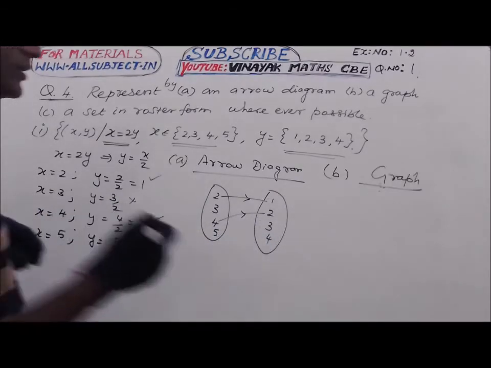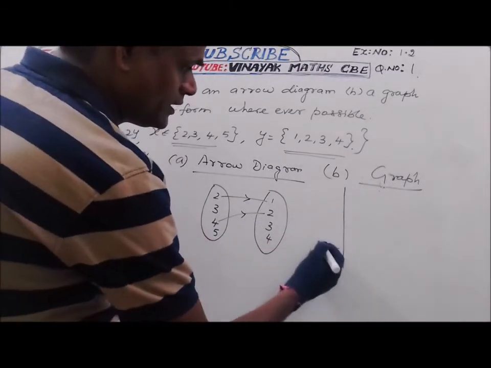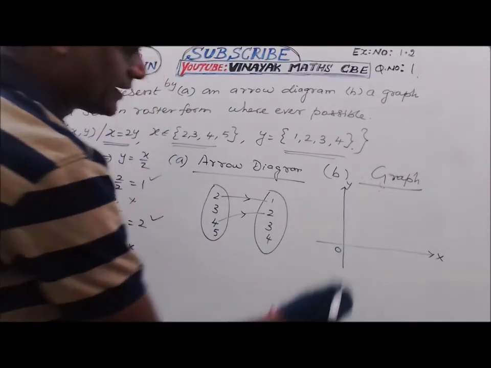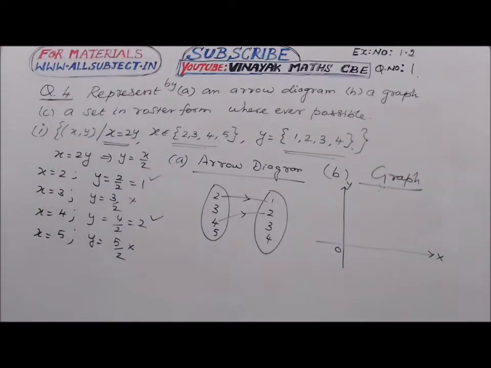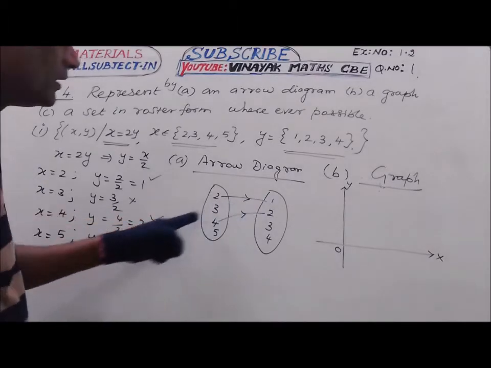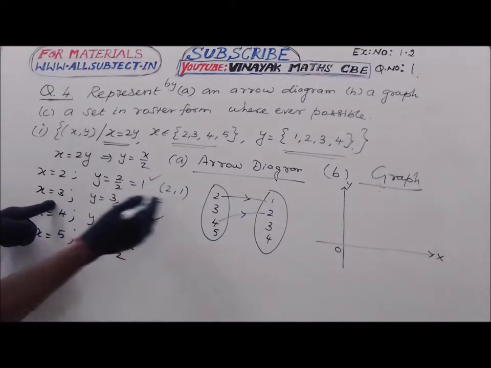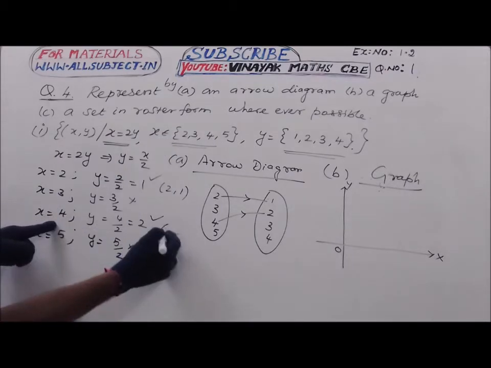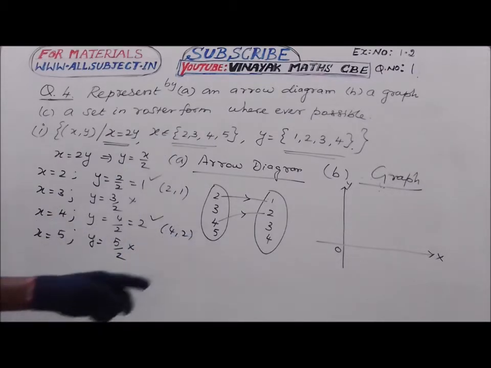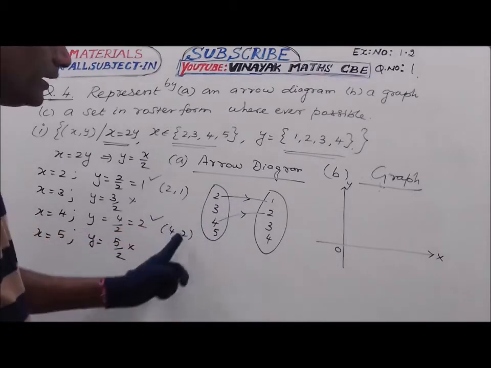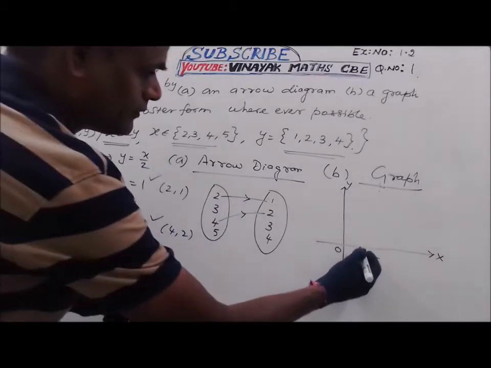Next one, graph. To draw a graph here, this is taken as origin. We can plot the points 2, 1. There are pairs here 2, 1, and for 3, the image 3 by 2 is not present there. 4, 2. There are only 2 pairs in this relation. So 2, 1 and 4, 2. You can plot these values here.